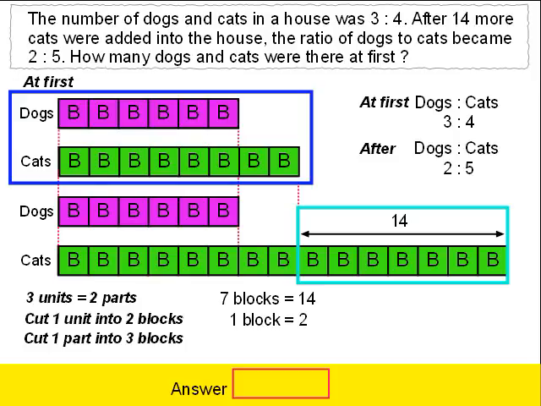Okay, the number of dogs and cats at first is equal to 14 blocks, as you can count. Alright, since 1 block is 2, therefore 14 blocks is 14 multiplied by 2, that gives us 28. Therefore, there were 28 dogs and cats at first.